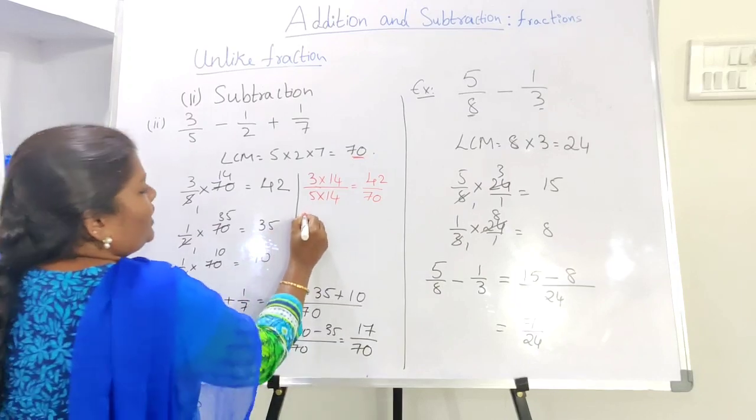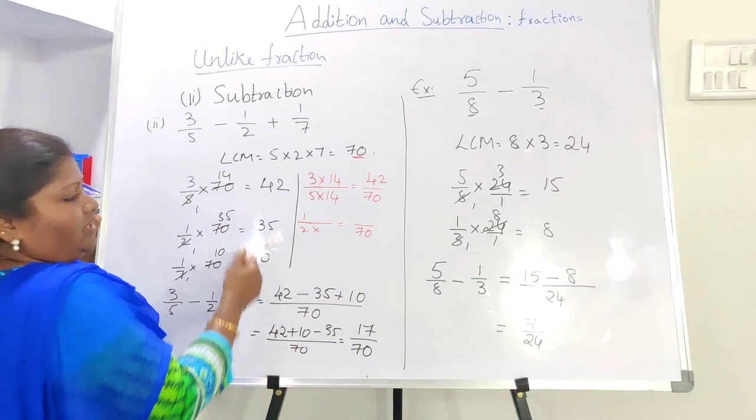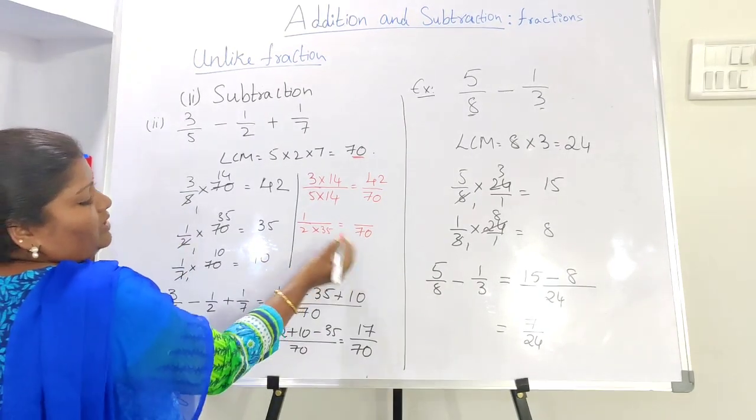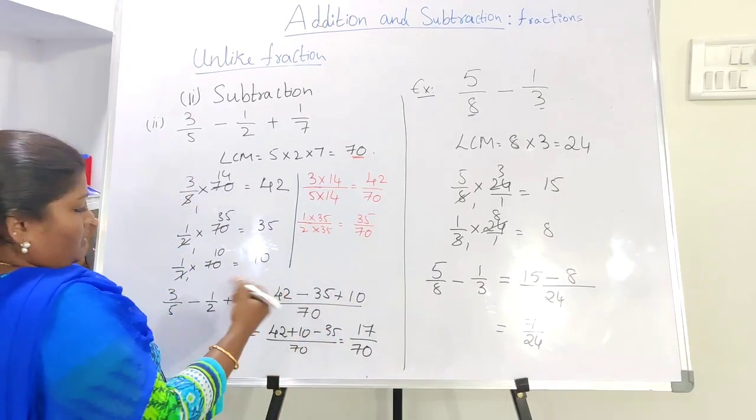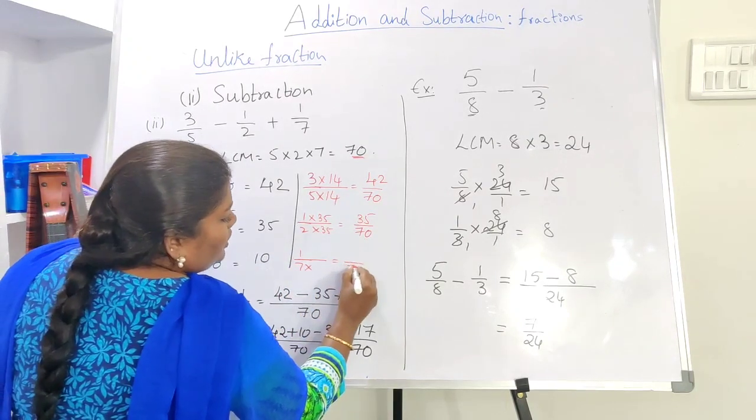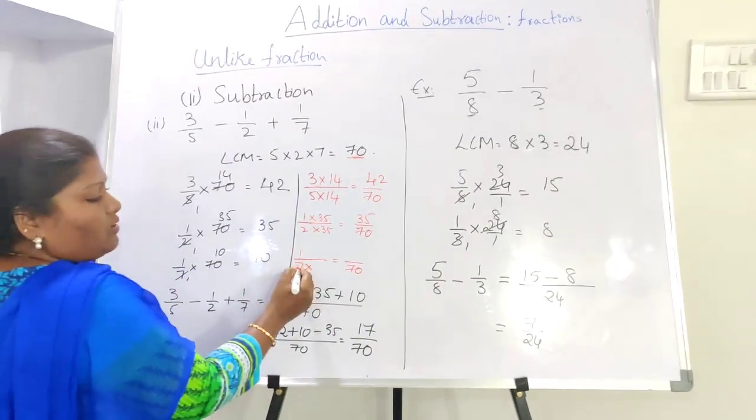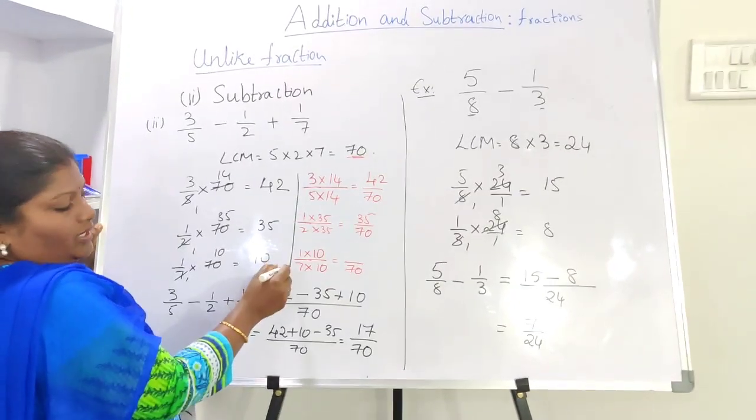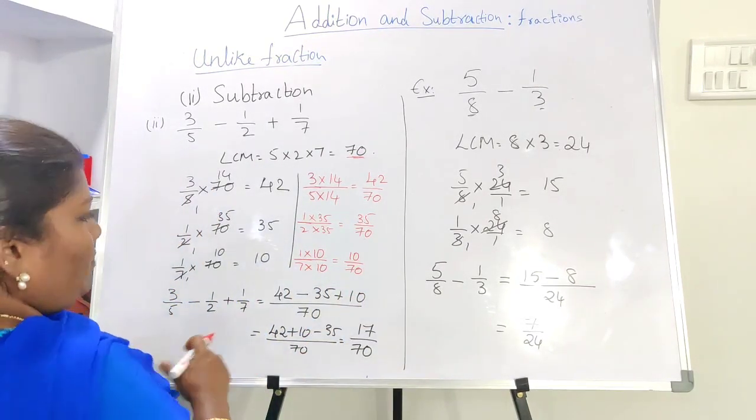In the same way, 1 by 2 into some number, and you have to get the denominator as 70. Now it is 2 into 35 gives you 70. So the same 35 should be multiplied in the numerator. Same as for the third one, 1 by 7, you know that the denominator should be 70 because we got the LCM as 70. Now 7 into 10 is 70. So the same 10 should be multiplied in the numerator. So 1 into 10 is 10, and the process is the same. Let me write.